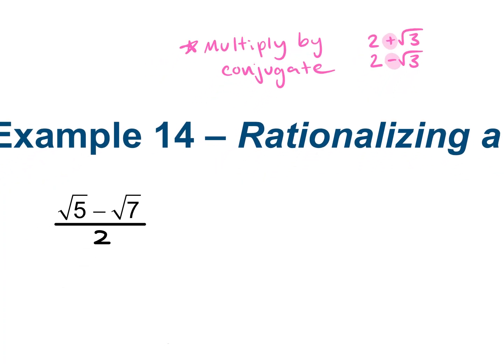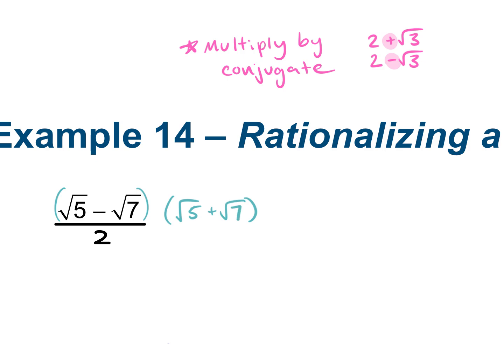So for square root of 5 minus square root 7, the conjugate would be what? So it's the same thing, but the sign in the middle flips. So what would our conjugate be? Square root of 5 plus square root of 7. Awesome. Square root of 5 plus square root 7.